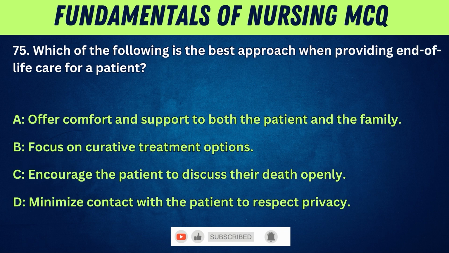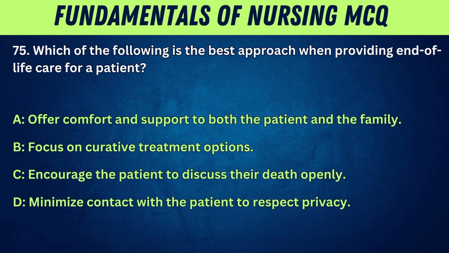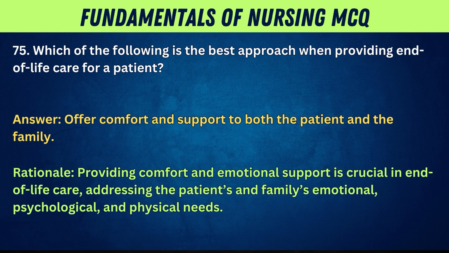75. Which of the following is the best approach when providing end-of-life care for a patient? A. Offer comfort and support to both the patient and the family. B. Focus on curative treatment options. C. Encourage the patient to discuss their death openly. D. Minimize contact with the patient to respect privacy. Answer. Offer comfort and support to both the patient and the family. Rationale. Providing comfort and emotional support is crucial in end-of-life care, addressing the patient's and family's emotional, psychological, and physical needs.